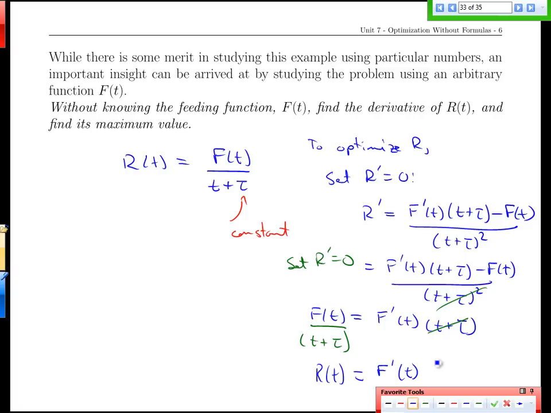Remember what we wanted here. We wanted to optimize r, so we were looking at r prime. But now we found a condition that when r prime equals 0, which is likely a max, could possibly be a min, but likely a max in our scenario here, r of t equals f prime of t. We're going to go to the next page here and see if you can think about what that means in the context of a graph of f.